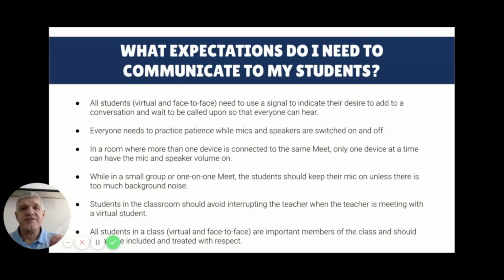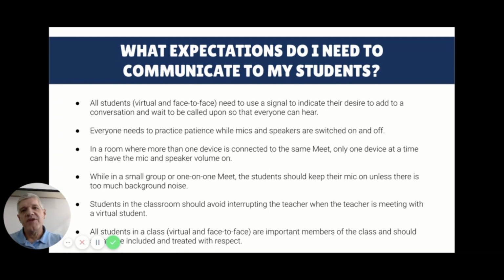So let's talk about some of those expectations, because when you're trying to combine these two groups, you get a new set of challenges. So you need expectations in order to face that. Such things as you need to have signals that students can use to indicate when it is that they're wanting to talk or when they want to add to the conversation. Because what happens is if everybody tries to speak at once, those who are online will really have a problem understanding what's being said.